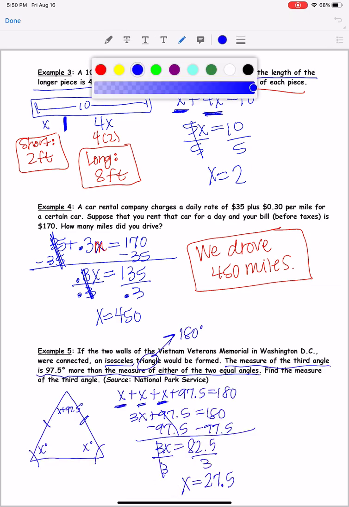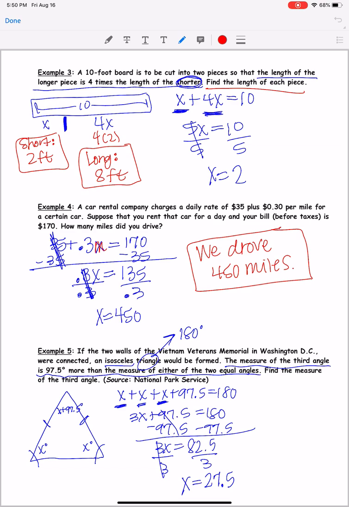You've got to answer the question that they asked. They want you to find the measure of the third angle. So yes, these two angles here, they are 27.5 degrees, but we don't care about those two angles. We're just wanting that third angle. So that's why we use x plus 97.5.